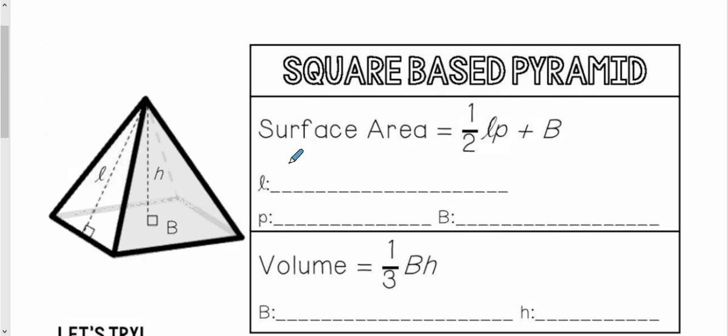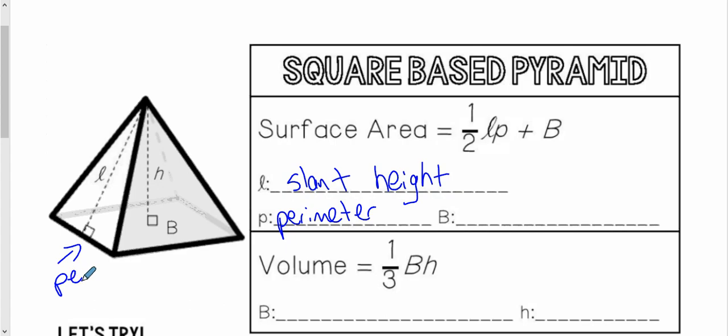L stands for lateral, well, not lateral, sorry, slant height. It would be easier to remember if it was something that started with an L, but it's slant height on the lateral face of the shape. P stands for perimeter of the base, which is supposed to be a square, so it's all the way around. Capital B stands for area of the base.